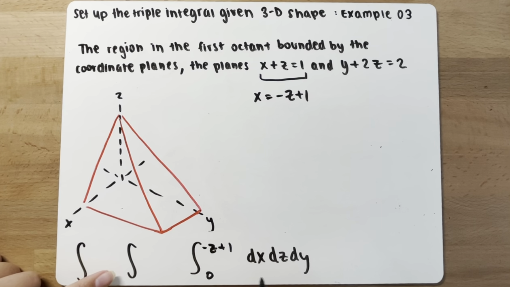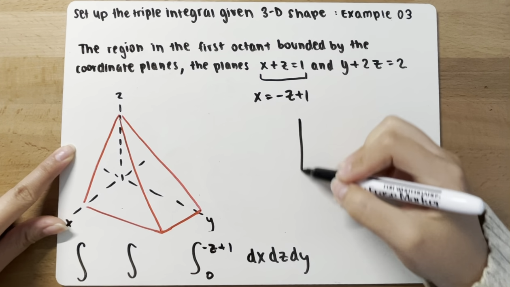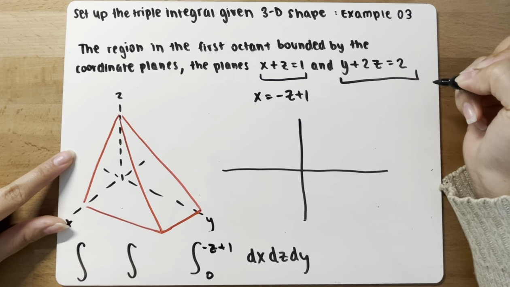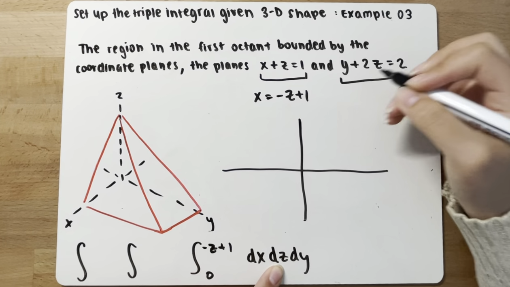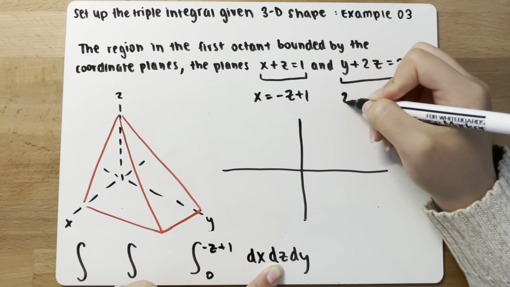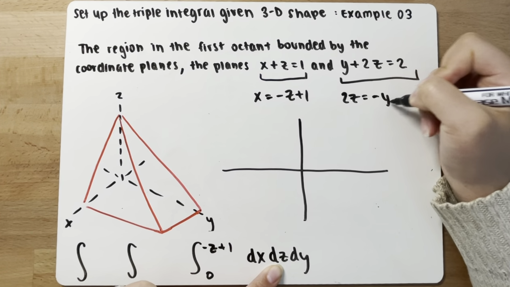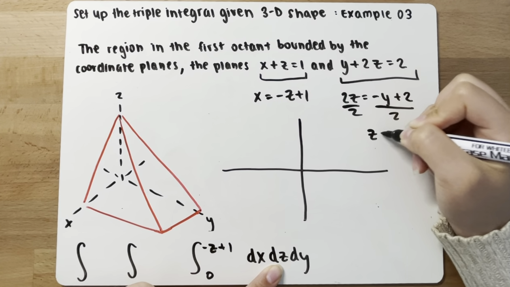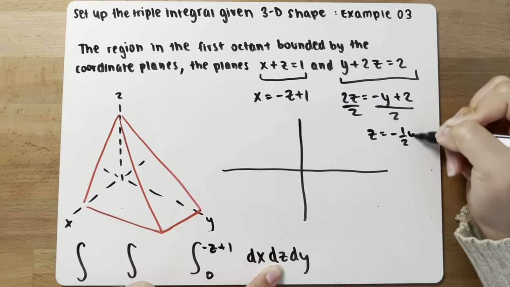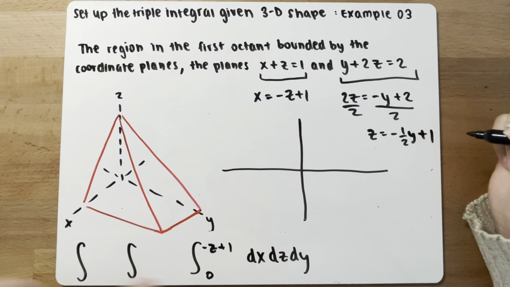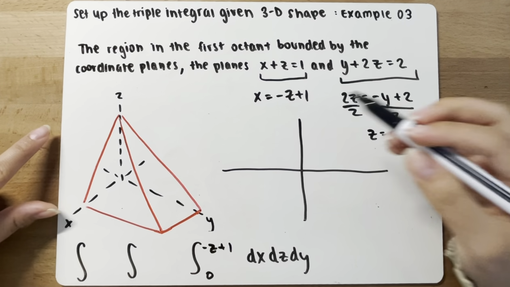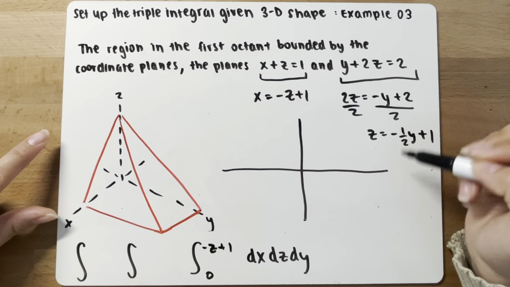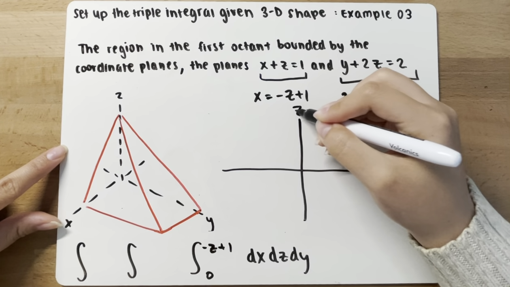Okay, to find dz dy, you want to draw a 2D shape using this equation. And because we're solving for dz first, we're going to solve for z here. First, 2z equals negative y plus 2. Divide 2 on all of these. You get z equals negative 1/2 y plus 1. So you could put z here and y here, or y here and z here. It doesn't matter. I'm just going to put y here and z here.